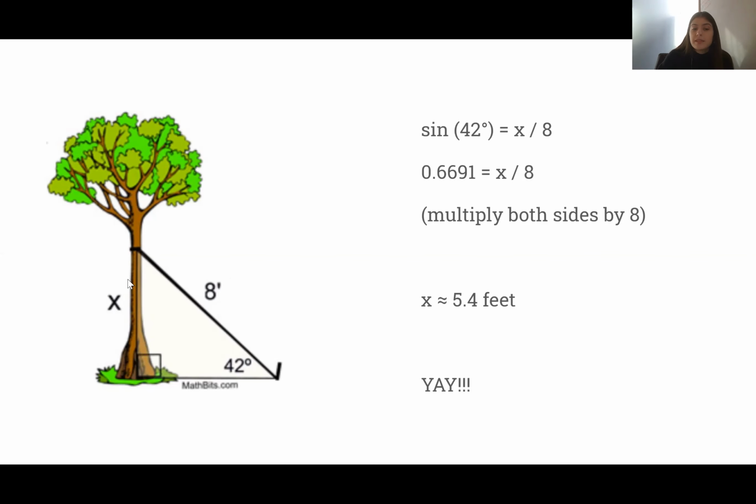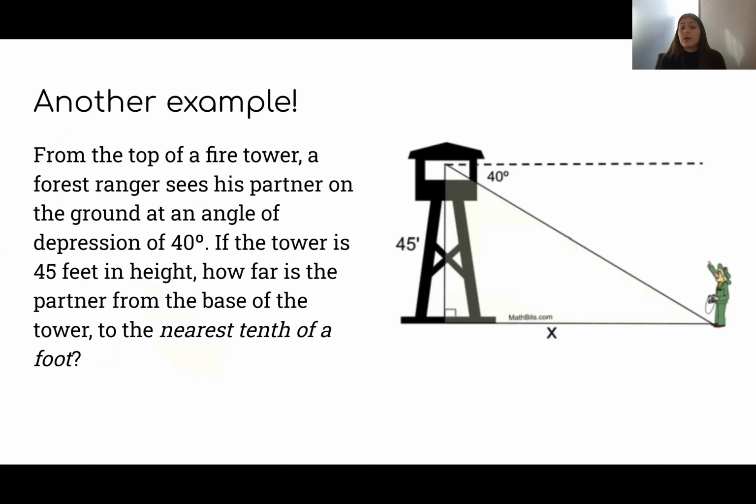That's all there is to it. So that means that right here, this side of our triangle is approximately 5.4 feet. So now we know how far up this connector goes on the tree. Okay. So now let's try an example where we're doing the angle of depression.